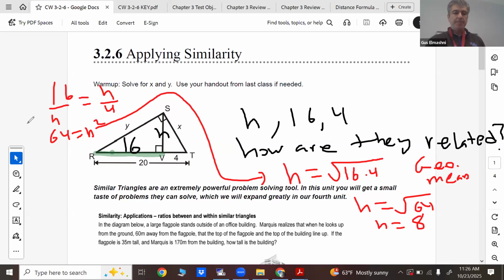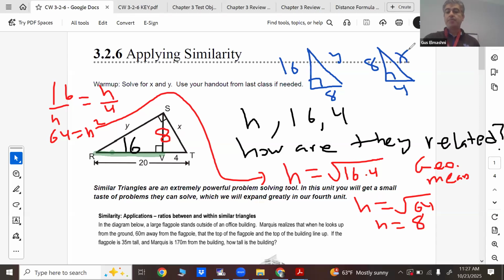Now that I have that figured out, now I know h is 8. How do I get x and y? What would I do? Pythag. Yes, thank you, Faith. We got to Pythag it. So now I know, hey, 8 and 16, and y. 4 and 8, and x. Go and work those out. Tell me what you get for x and y, and share with your table group.